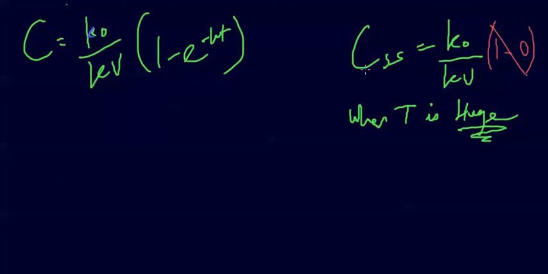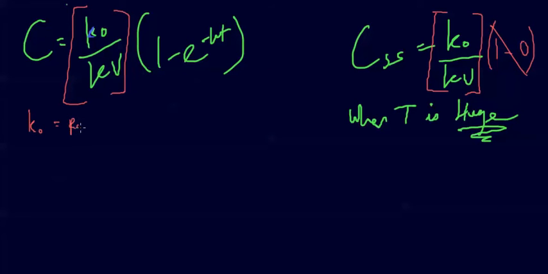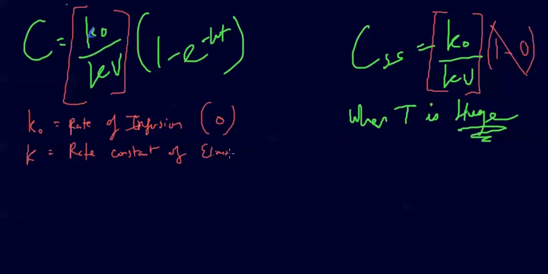Okay, so now I want to do something kind of cool. You notice that there's a KO over KB right here, and there's a KO over KB here. Just to review, KO is the rate of infusion, which is zero order, and K is the rate constant of elimination, which is first order.